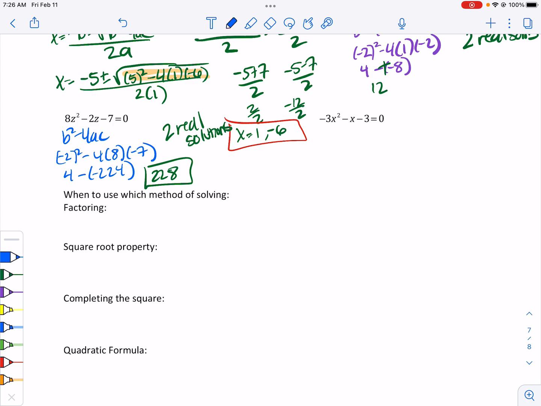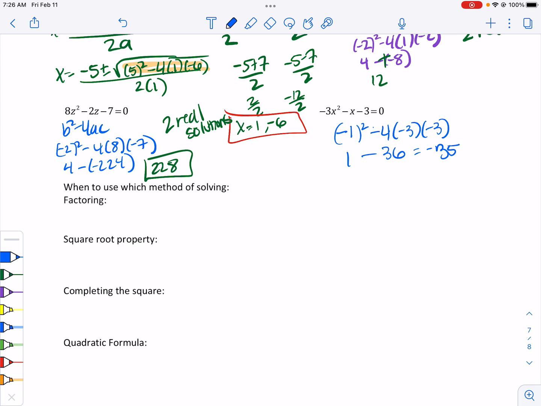Okay. Here we have -1 squared minus 4 times -3 times -3. So we get -1 squared is 1. Negative times negative times negative is negative. 4 times 3 is 12, 12 times 3 is 36. So minus 36. So then here, this would give us -35. So since this is lower than 0, there are 2 imaginary solutions.